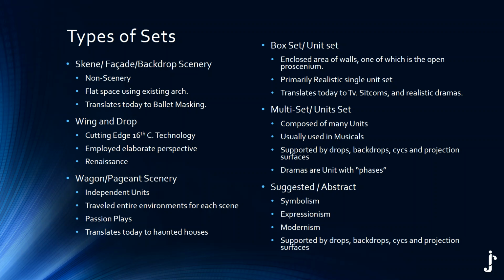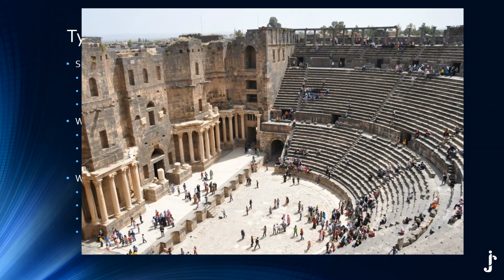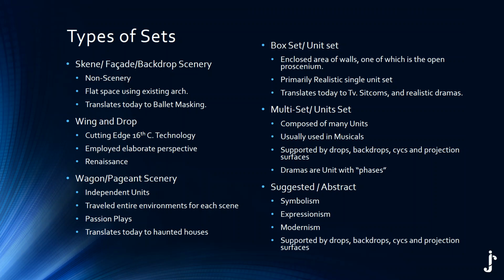So the skene, or sometimes called backdrop scenery, or I like to call facade scenery, is where you have that non-scenery scenery, that one big piece of scenery, that one big facade, that one big building, that one flat thing, so just a backdrop or something on stage. And that kind of scenery is going to have a lot of flat space using existing architecture.